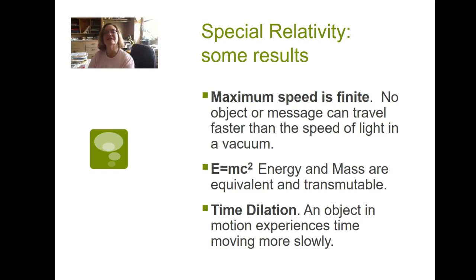Other results: maximum speed is finite. He basically suggests no object or message can travel faster than the speed of light in a vacuum. There is a finite speed, a limit to how fast an object or a message can travel. He gives us a very famous equation, E equals mc squared. In this equation, energy and mass are equivalent.